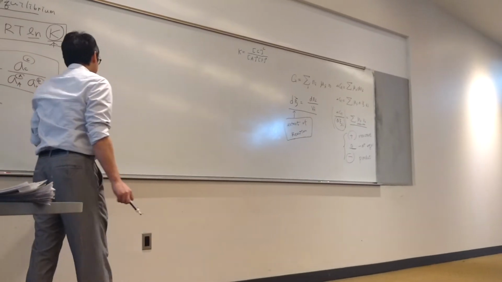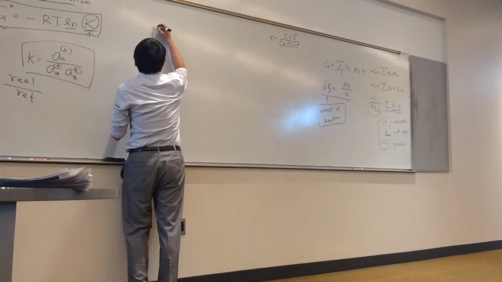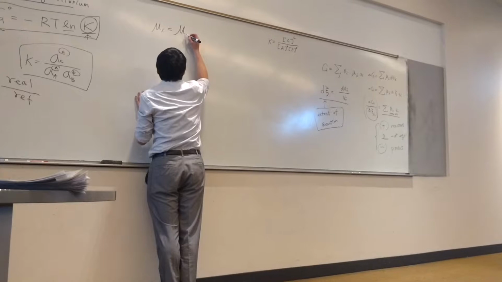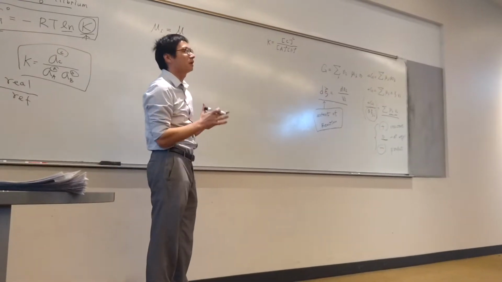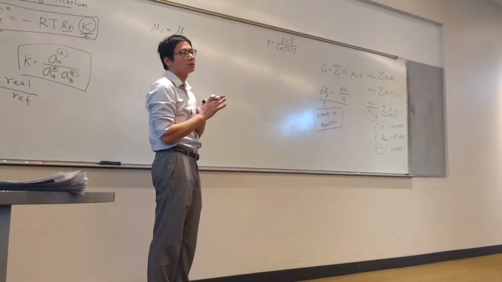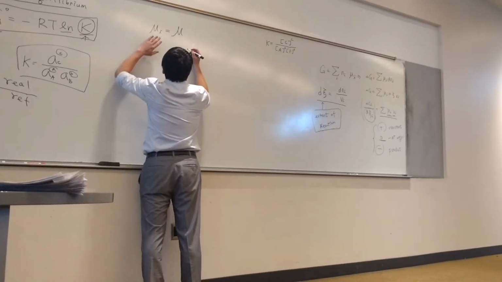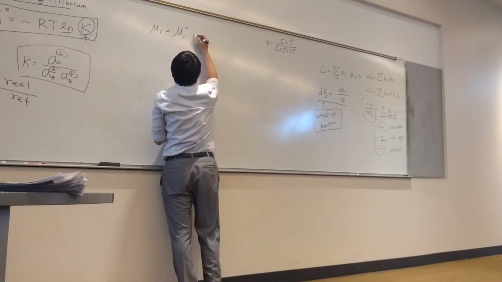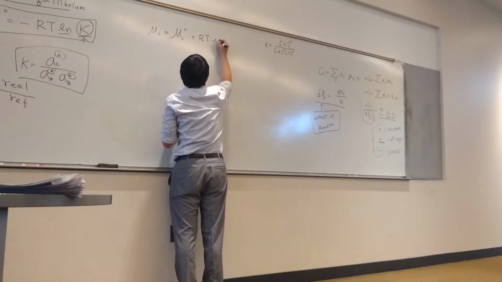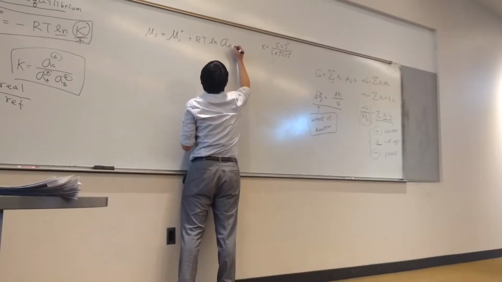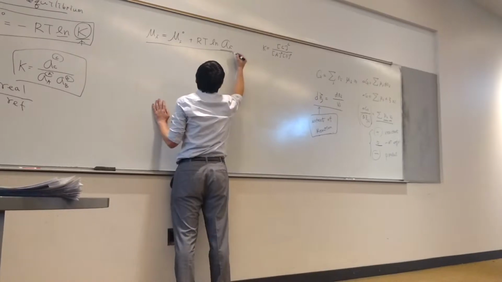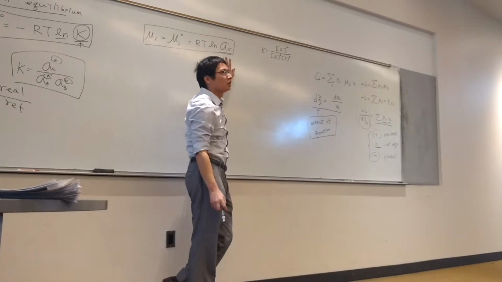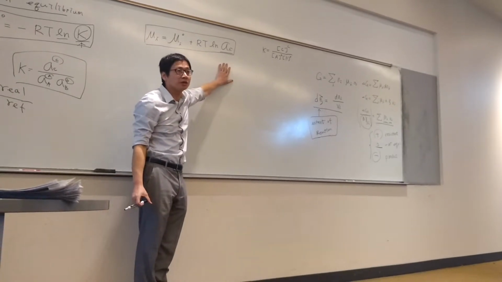So far we have used this mu i concept for a long time already, right? You should be very familiar with that. For any given system, whether it's ideal gas, non-ideal gas, ideal solution, or non-ideal solution, you can always express the chemical potential of one specific component as mu i naught plus RT natural log a i. This is always true no matter what condition you have. Just for different conditions, the expression of a i will be different.